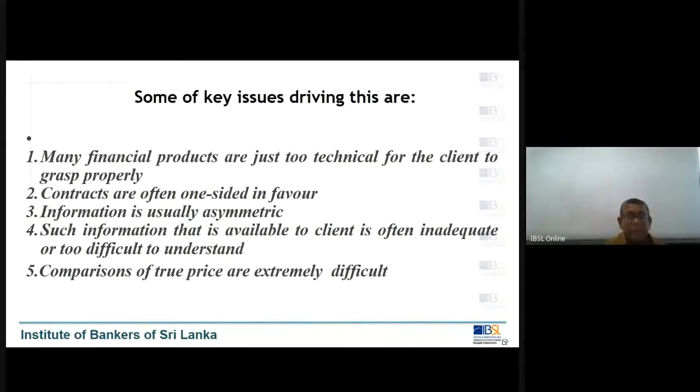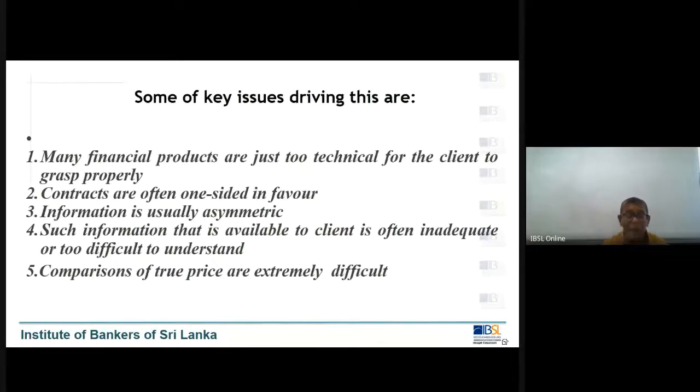Okay, some of the key issues driving why services are different. One factor is many financial products are too technical for the client to grasp properly. Very difficult to understand, no? The average layman finds it very difficult to understand financial products and their characteristics, right? How the banks calculate the interest rate sometimes, especially for savings products. Somebody puts money in, takes the money out, puts the money in again, takes money back again two days later. So at the end of the day, the bank will tell you this is the interest rate you are going to get. Are you going to calculate whether it is correct or wrong? Very difficult, no? Because of the technical features, it is very difficult to understand.